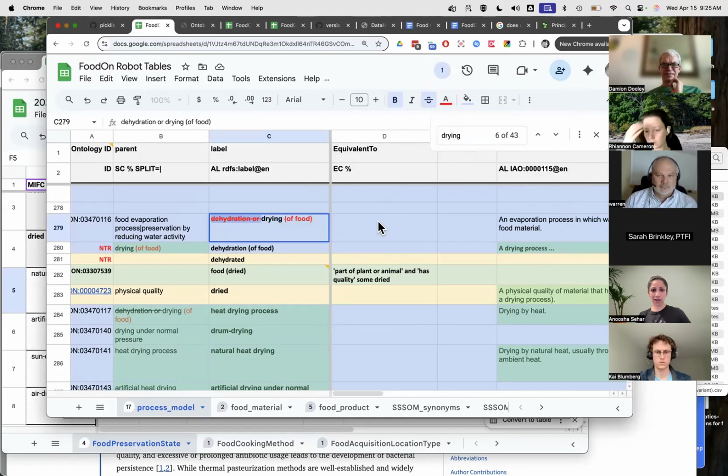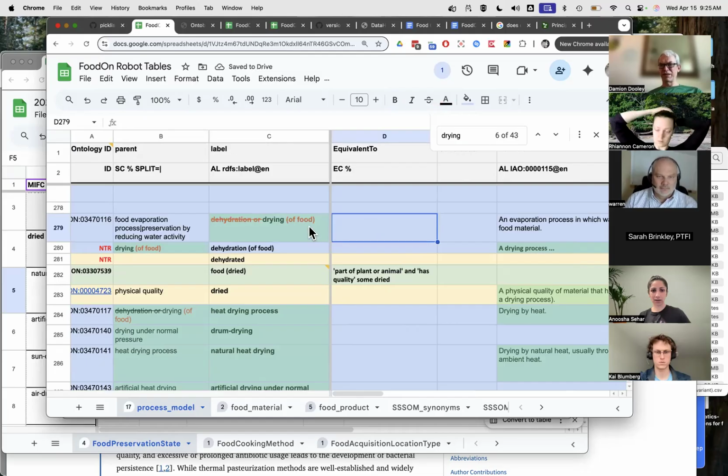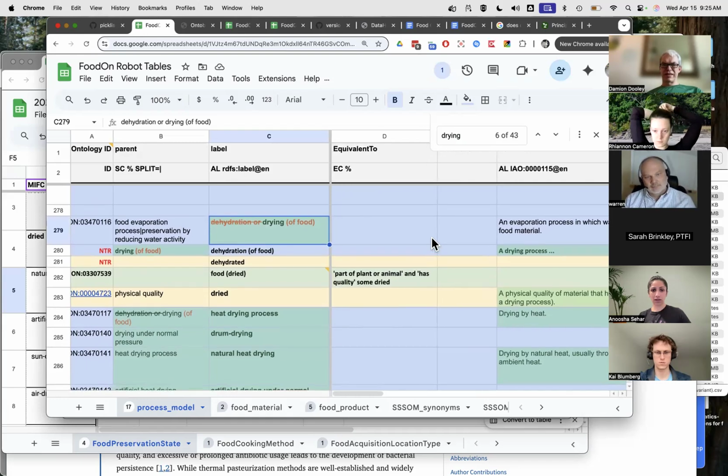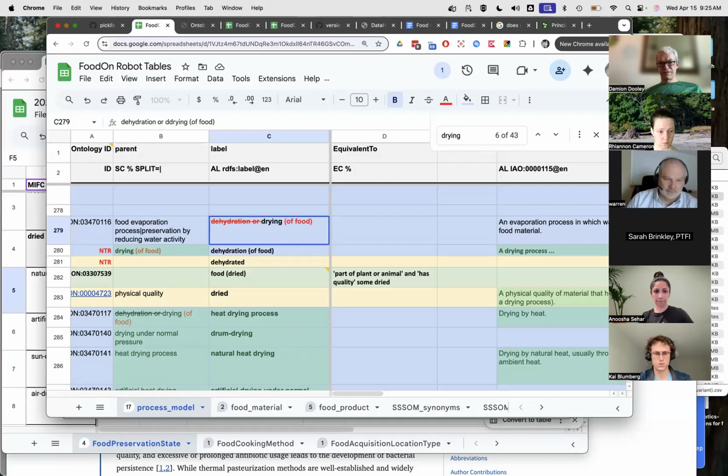We have an existing term dehydration or drying, but they do seem to be separate processes. I would rather that dehydration be a subclass of drying. Can we rename it like food drying or something like that instead of having it inside the bracket, just to keep it consistent with the others? Yep. Okay, yeah. Do people like that idea? I'm game for that.